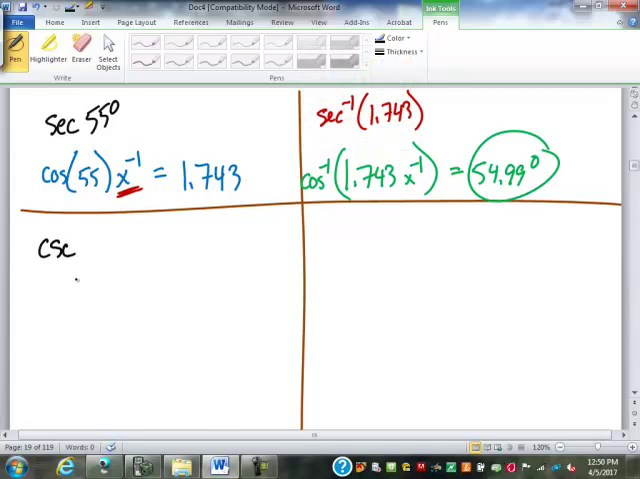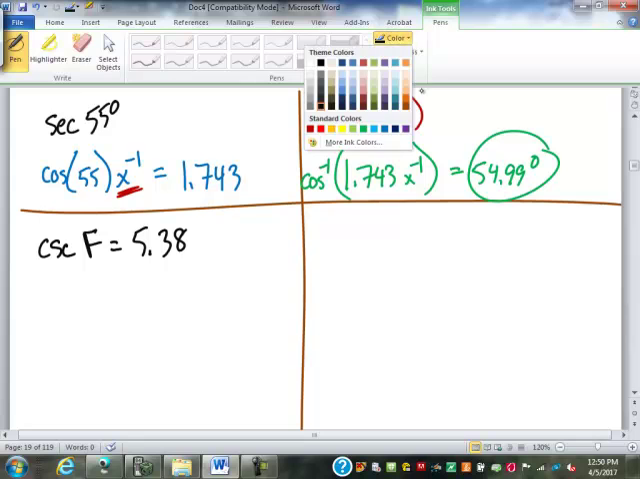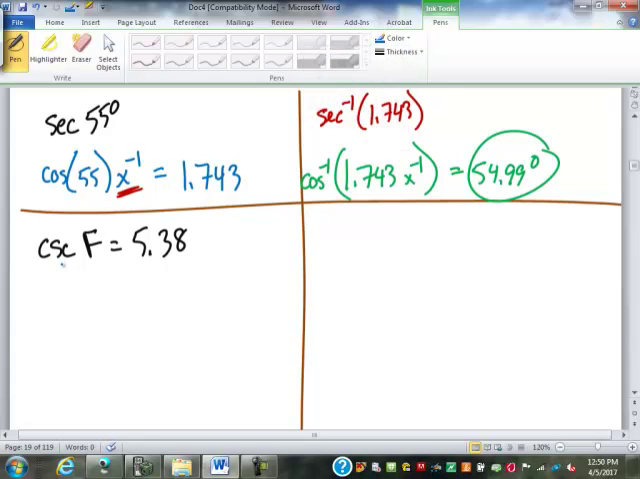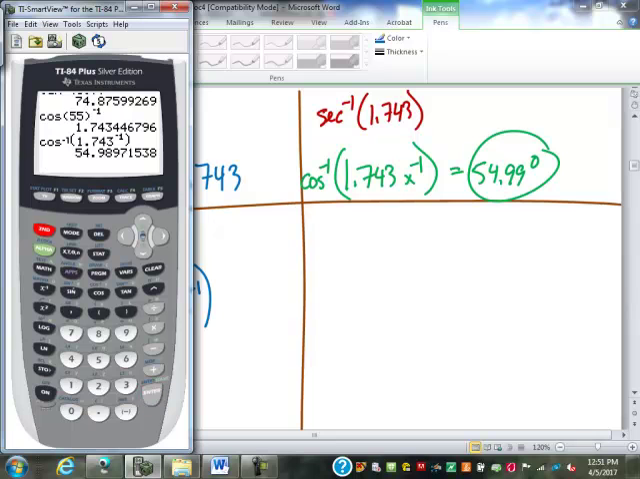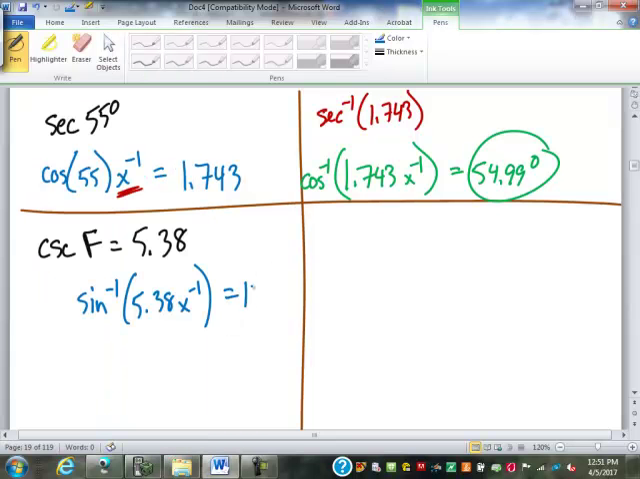So cosecant of angle F equals 5.38. To find angle F, what trig function goes with cosecant? Sine. So we do the inverse sine, put in the 5.38, and the reciprocal key goes inside the parentheses. So it's inverse sine, 5.38, hit the reciprocal, then close the parentheses. 10.71 degrees.